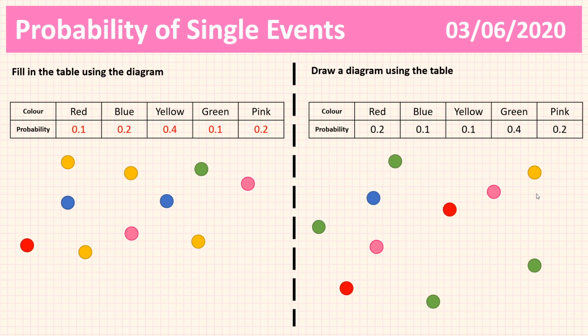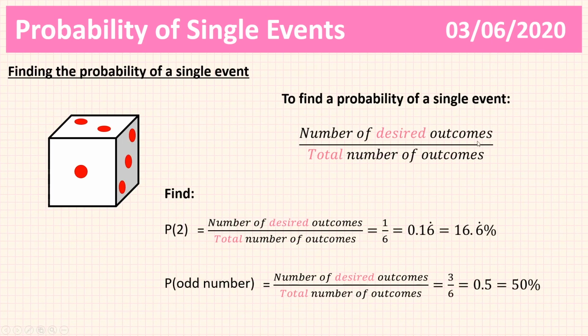So as long as you remember those two things and remember how to find a probability, like we said in the last slide, the probability is the number of desired outcomes divided by the number of total outcomes.